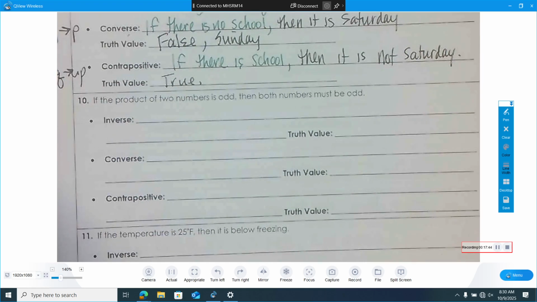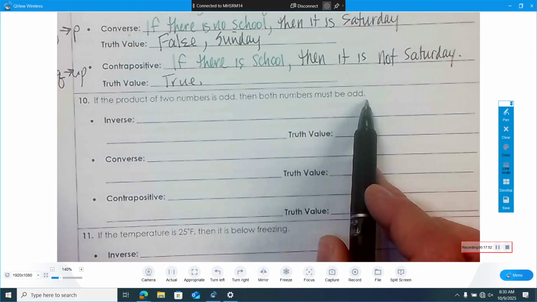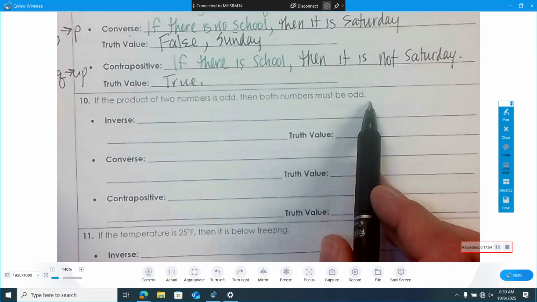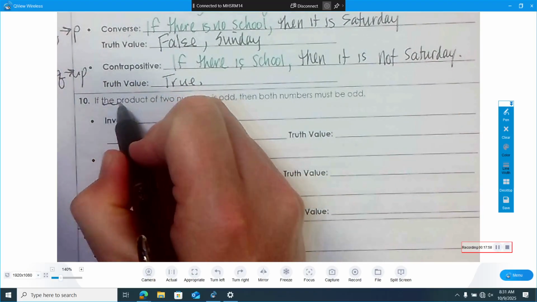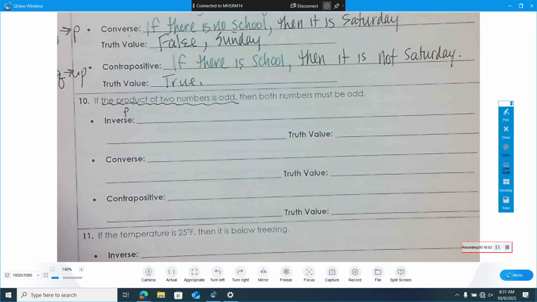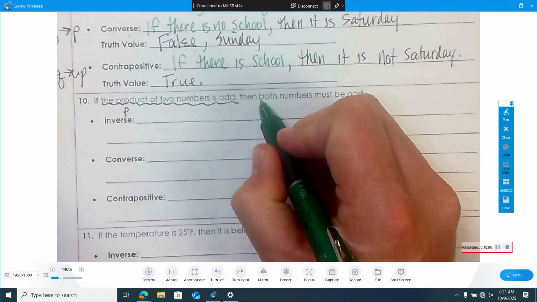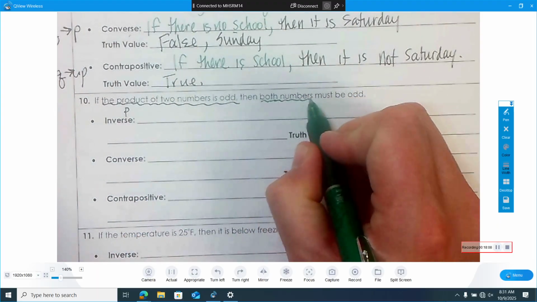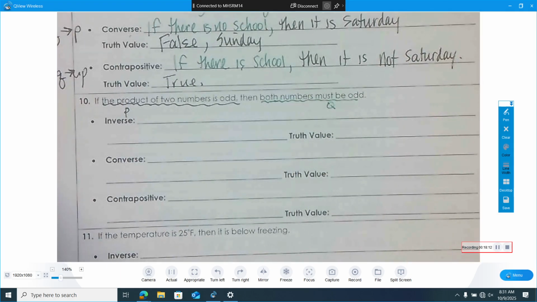Okay, number 10. If the product of two numbers is odd, then both numbers must be odd. Is this a conditional statement? Yes, it is. How do we know? It's got if and then. So we want to identify the P and the Q. The P is the product of two numbers is odd. What's the Q? Both numbers must be odd. Okay, what's the inverse?